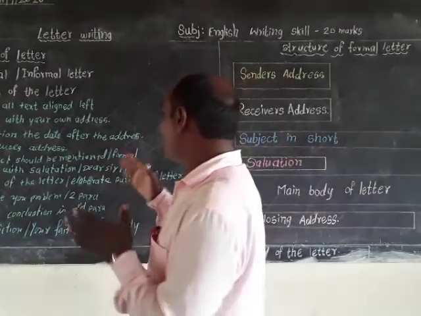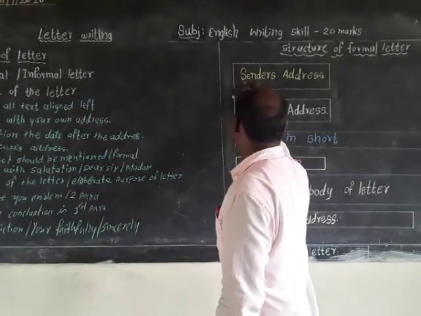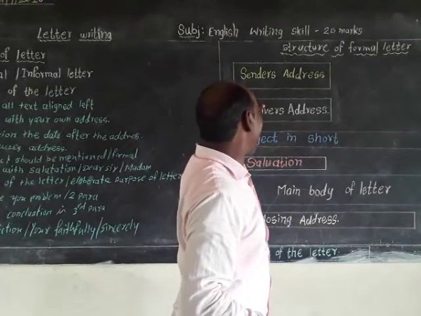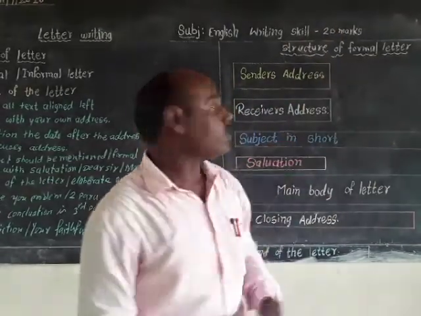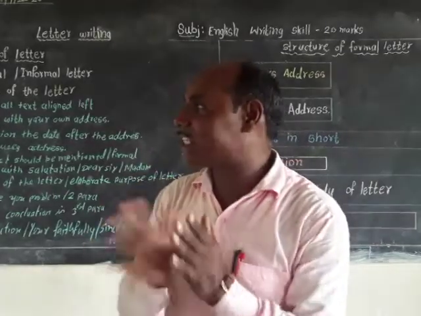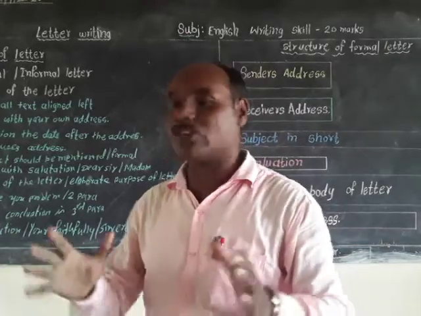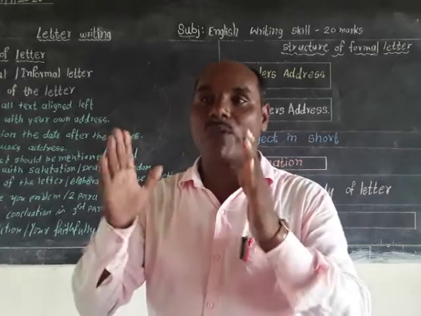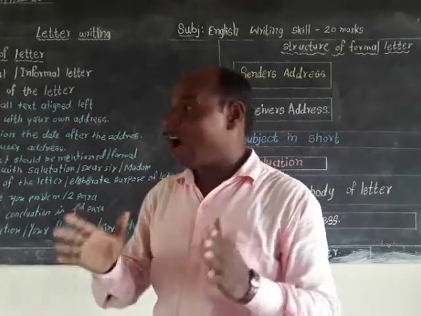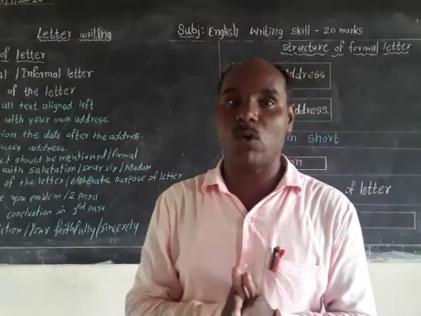Secondly, start with your own address. First of all, you have to write your own address when you are writing a letter or an application. When you are writing the address, write your name, but an imaginary name. Don't write your full name. So write your name, then give an inverted comma. After that, write your address, full address with pin code.